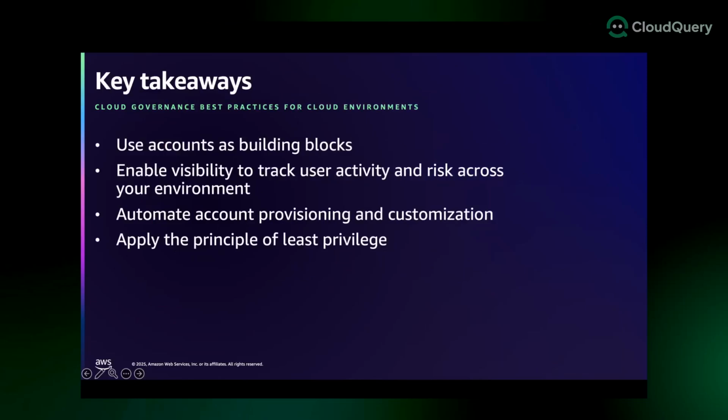So from these 4 best practices, we want to think of our accounts as building blocks, especially when we scale up. While we do this, we want to enable visibility to track our user activity. We want to be able to track what users are doing what, and we want to be able to trust what our logs are telling us for the purpose of our teams. While we're doing this, we want to automate account provisioning and customization. And while we're doing that, we want to make sure that we apply this principle of least privilege.